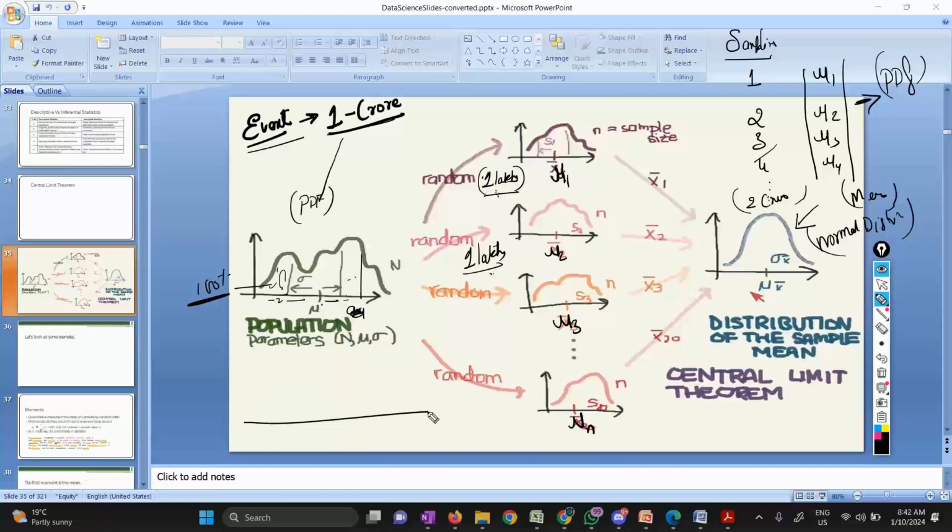Suppose you start with an income inequality distribution. If you do the same thing, taking the mean value, mu, you will again get a normal distribution.